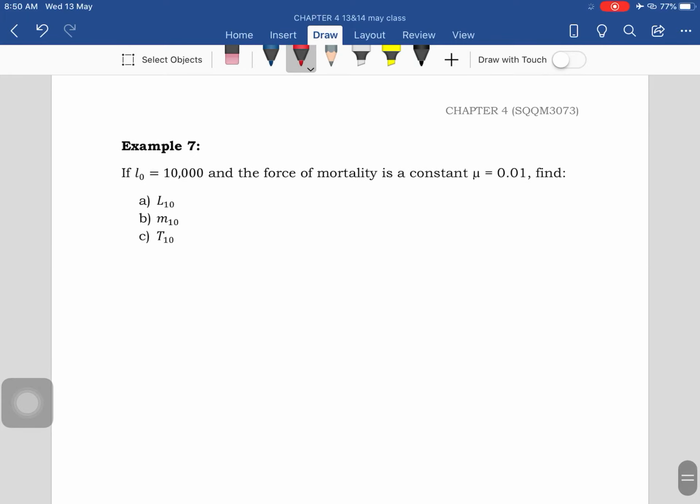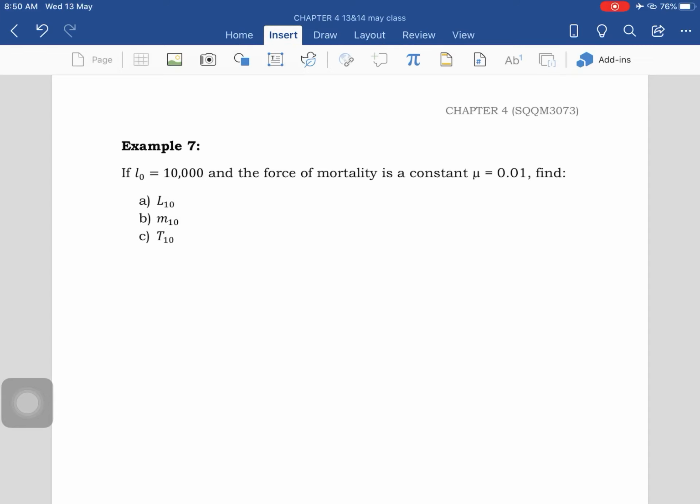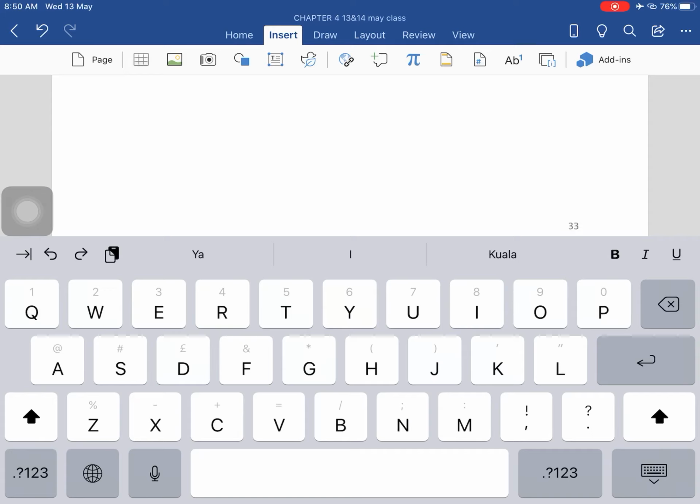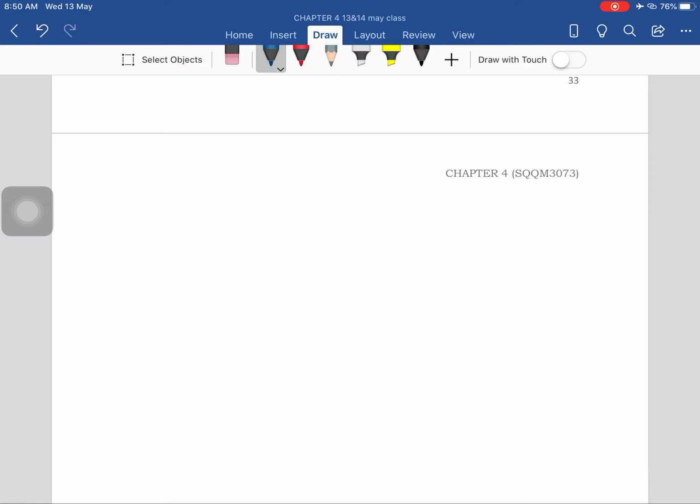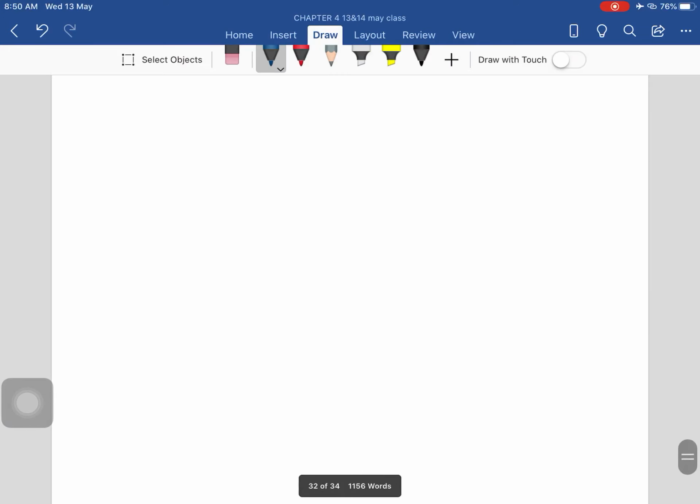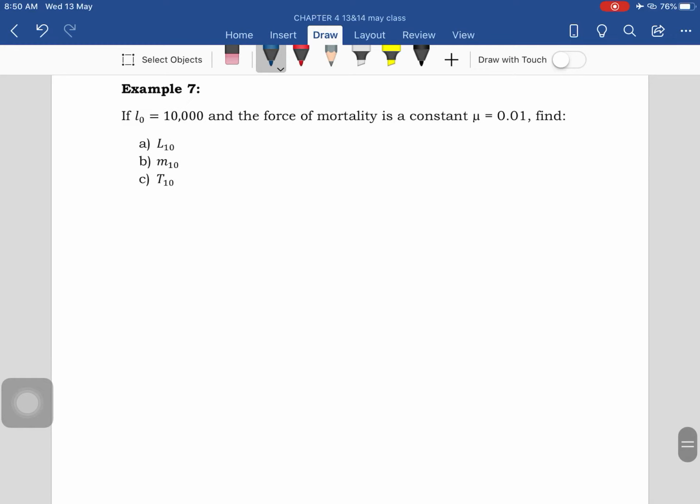So now we try example 7. Example 7, L10. So we try first with L10. So you are given the information of l0 equal to 10,000 and force of mortality is constant, mu equal to 0.01.